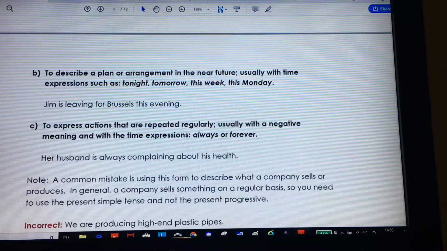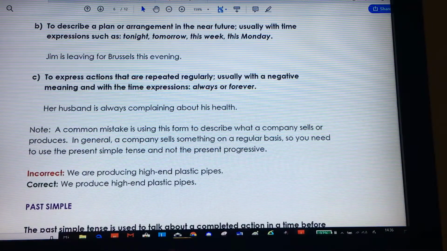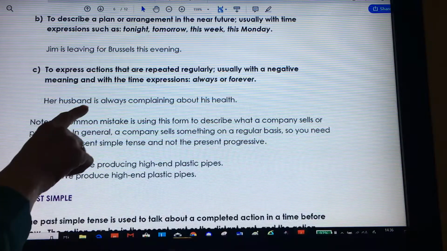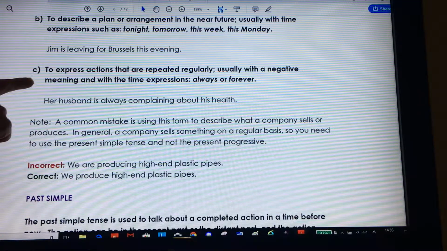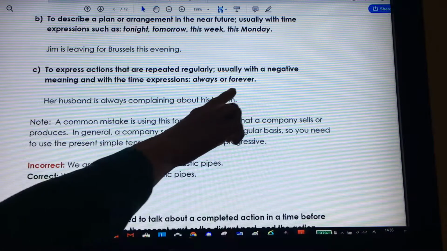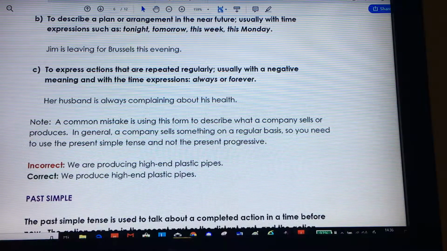We also use the present progressive to describe plans for the future. There is one use I don't recommend you use very often, and that is using it with a negative connotation. So if you say, oh, her husband is always complaining about his health, it's a negative connotation. Usually when you're saying always or forever with the present progressive, you're stating something in a negative way.